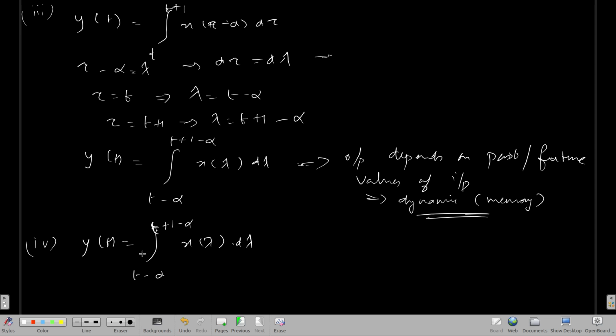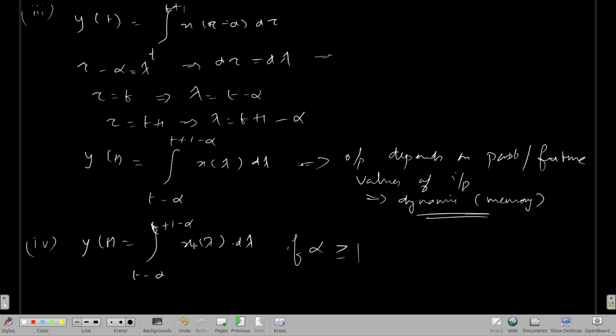Here, if you see, we have t minus alpha and t plus 1 minus alpha. So here, if alpha is greater than or equal to 1, what happens? We have integral from t minus 1 to t. If alpha is 2, then what happens? We have integral from t minus 2 to t minus 1.